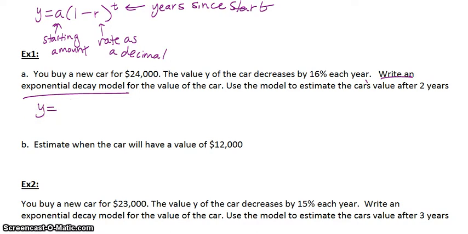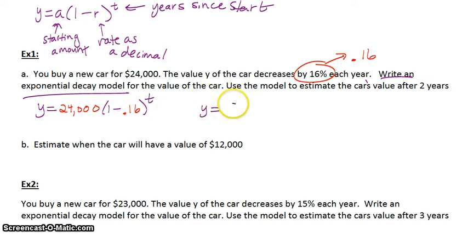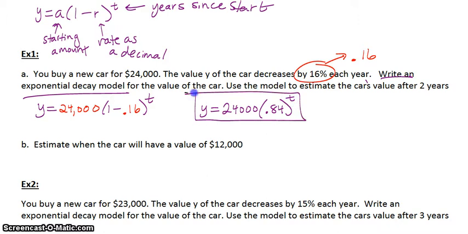All right, so A is my starting amount, which I see is 24,000. My rate is 16%. As a decimal, that would be 0.16. And then remember, T stays T. So my final answer for my model is y equals 24,000, and then 1 subtract 0.16 is 0.84. So that's the first answer.